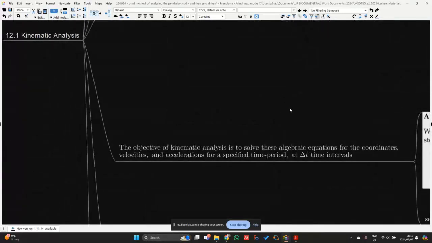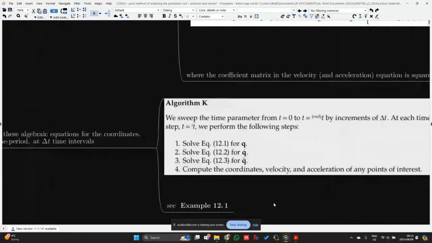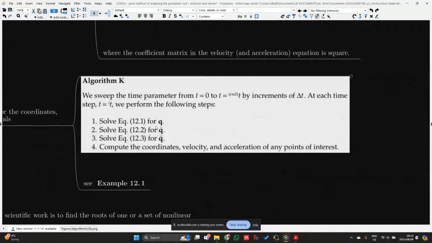Right. So the objective of kinematic analysis is to solve these algebraic equations for the coordinates, the velocities, and the accelerations for a specified time period at delta t time intervals. And if we look over here, there's an algorithm that breaks this up. So we sweep the time parameter from t equal to 0 to t equal to tn by increments of delta t. And at each time step, we set t equal to ti, and we perform the following steps. We first solve equation 12.1 for q, so our coordinates. Then we solve the velocities through equation 12.2, and finally the accelerations through equation 12.3.